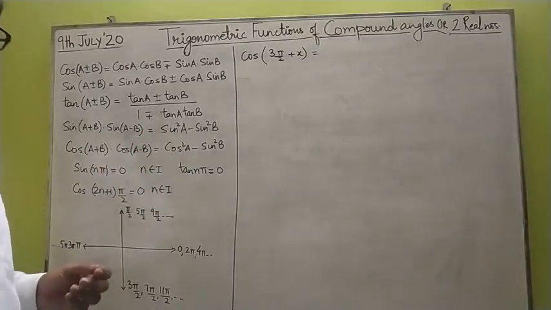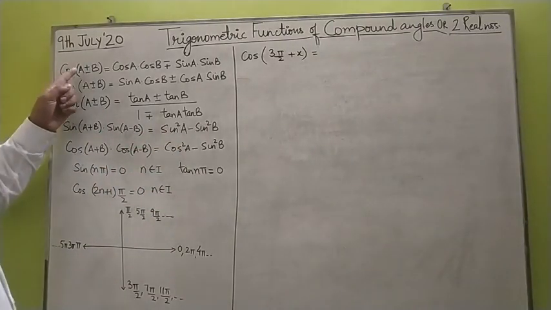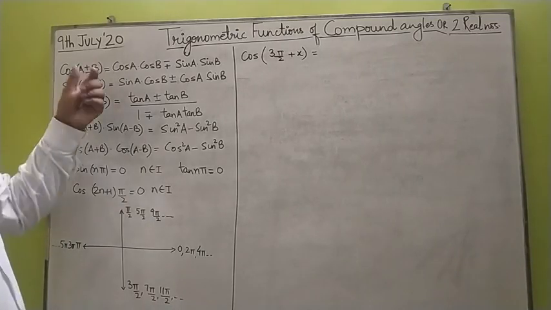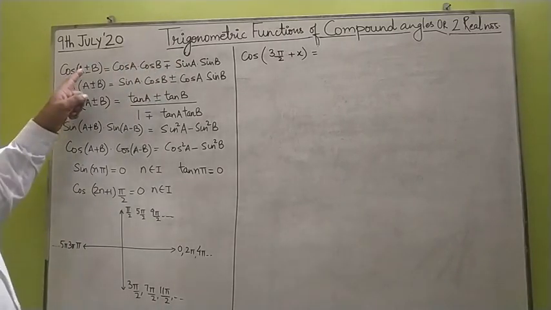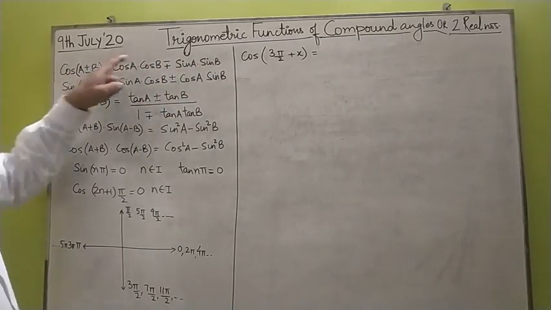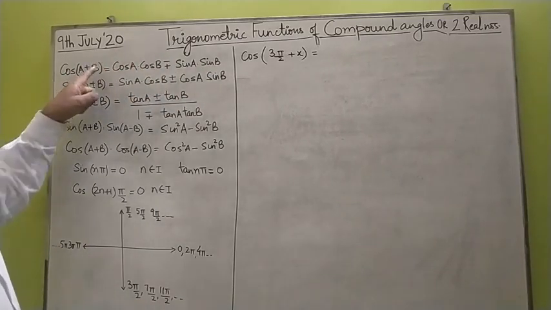Guys, in the first video we studied what cos of a plus b and cos of a minus b are. Cos of a plus b and cos of a minus b have the same expression: cos a cos b, sin a sin b. But if it is plus on the left, it will take a minus on the right, and minus will become plus.